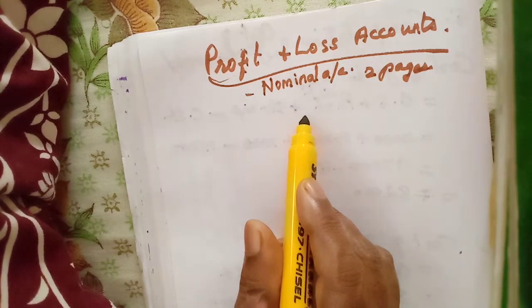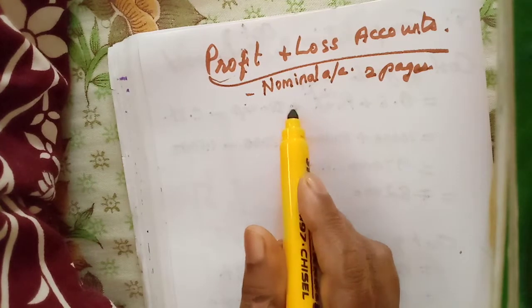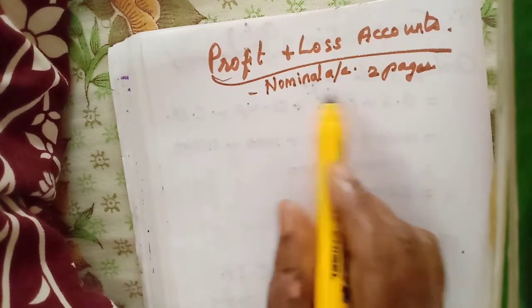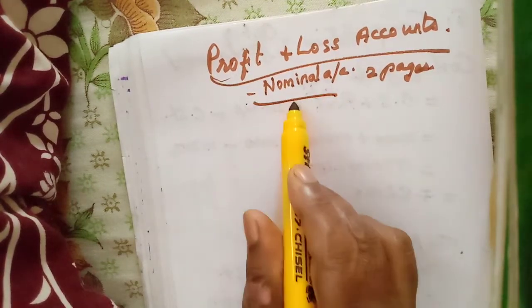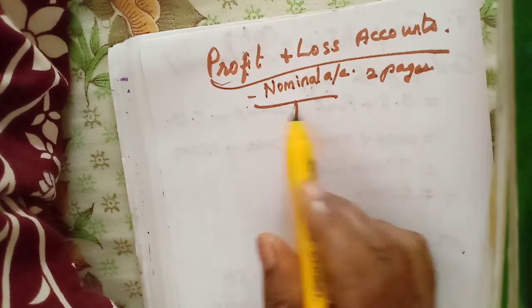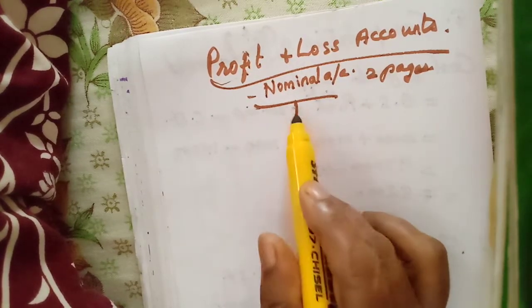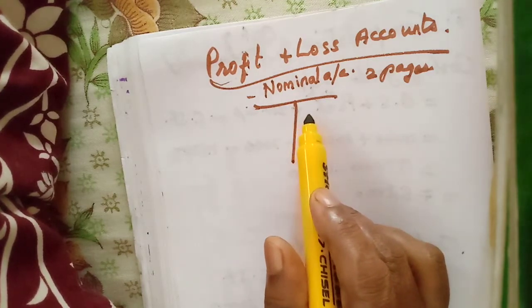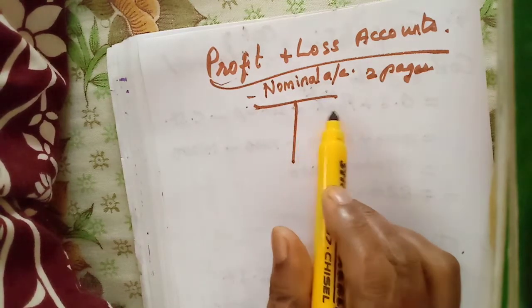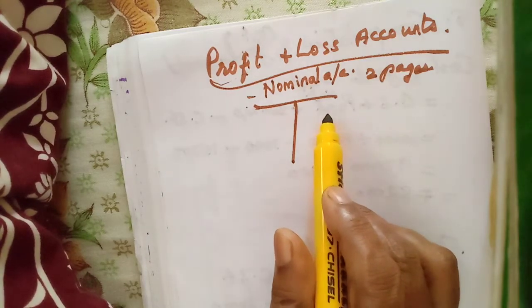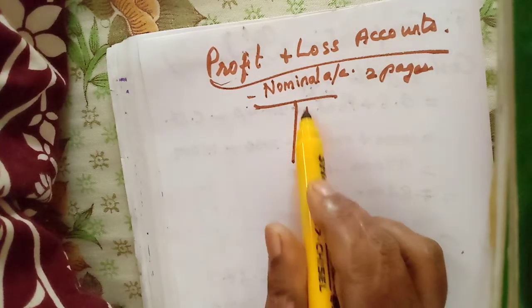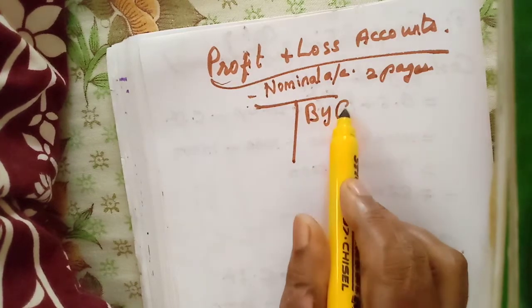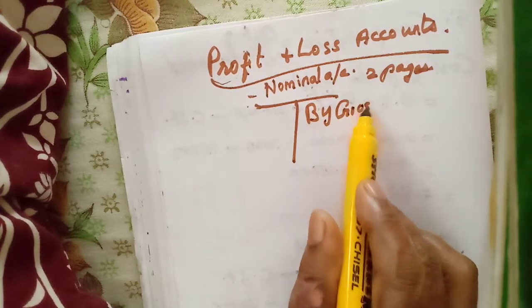Okay, and the first item will be that model. This is looking like a T, isn't it? So this one is called a T account. In short, we used to call it T account. That means 2 pages account. Okay. Here, credit side, it will start with by gross profit brought down.